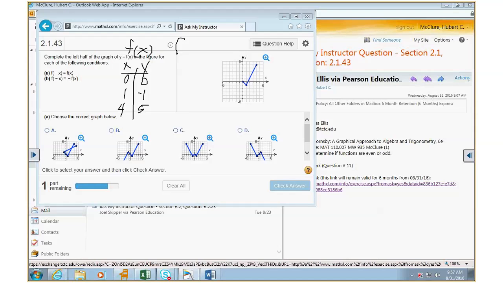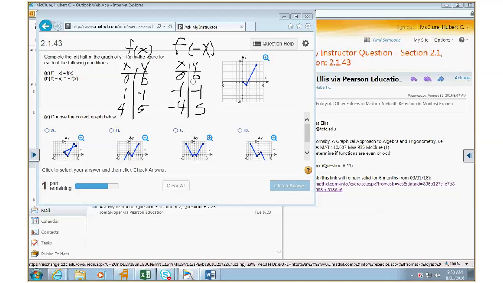f of negative x means that wherever there's an x, I'm going to plug in x, but I'm going to plug in what? The negative. Well, there's no such thing as negative 0, so that stays the same. Negative 1, negative 1, negative 4, and positive what? If you see f of negative x, that means wherever there's an x, you put a negative in front of it. Where you don't have anything in front of it, you just get 0, 1, and 4.